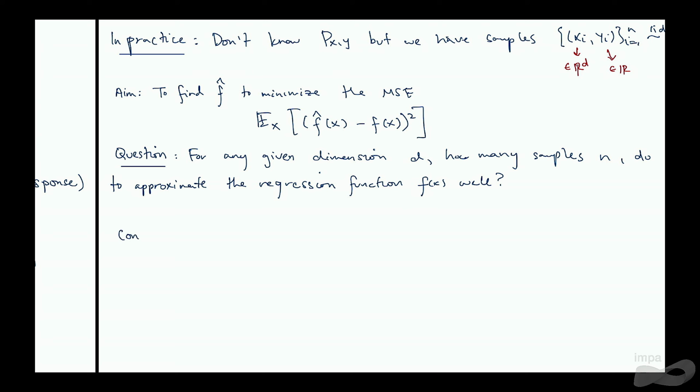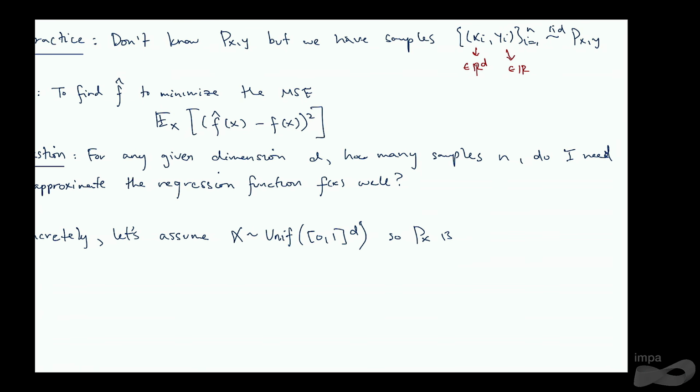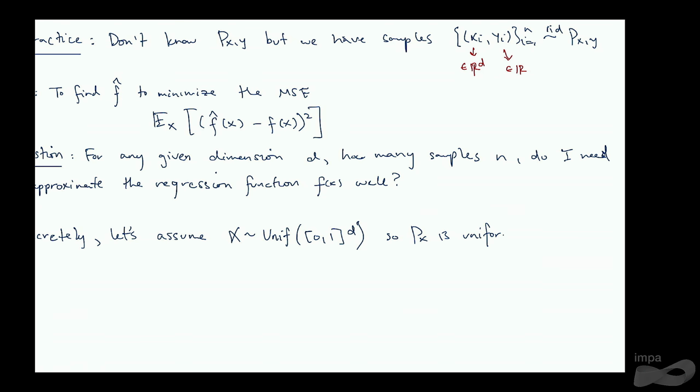Just to make things concrete, I'm going to assume we know the marginal distribution of the x's. So let's assume x is just uniform draws over the unit hypercube in d-dimensional space, so the marginal of x is uniform on the hypercube.